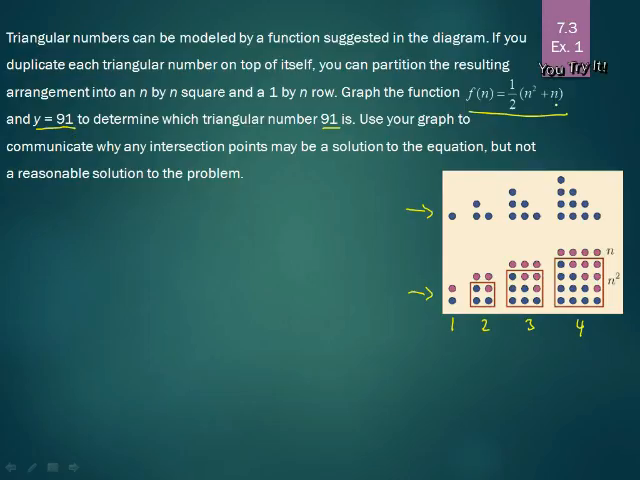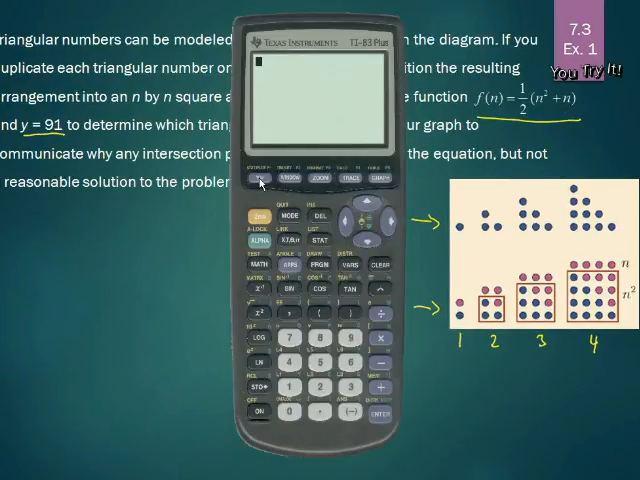So let's go ahead and get out our calculator. We can go to the y equals menu, and in y1, let's put our f of n equation. I just used x instead of n, because this is a variable that works just fine for us. And then for the second one, we can put in y equals 91, and then press graph.